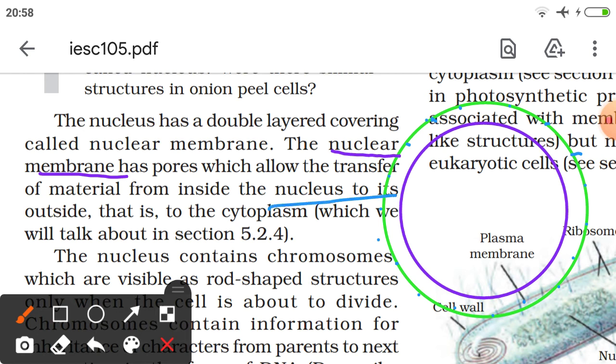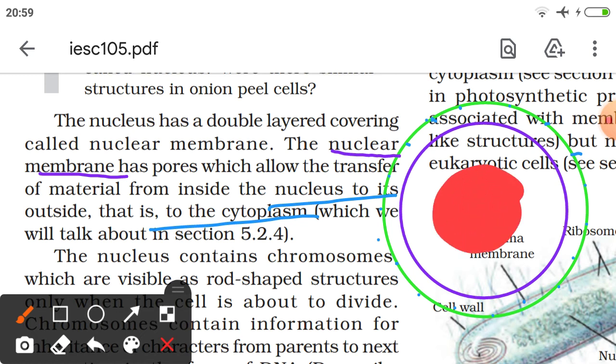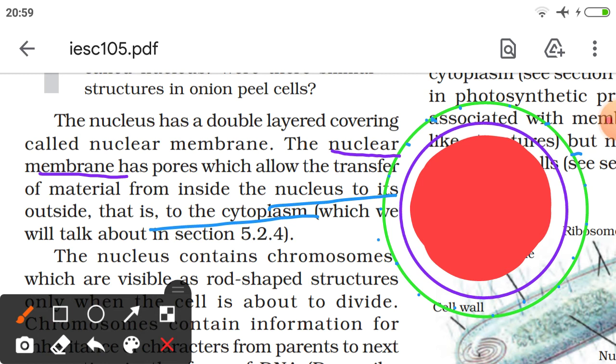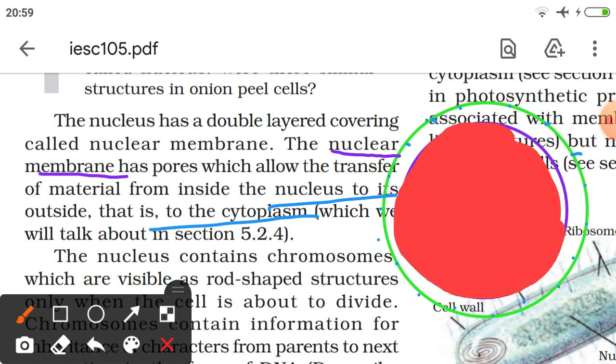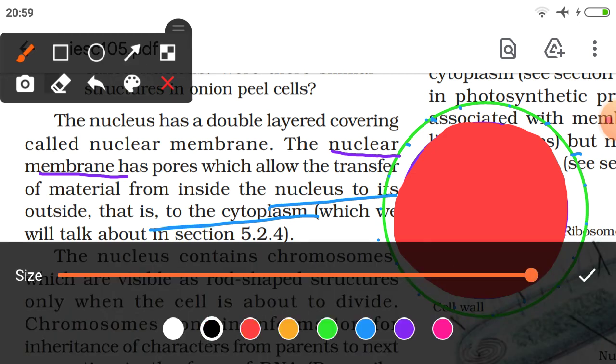So inside the nucleus, like the cytoplasm, we have nucleoplasm. Please note it down. We have not cytoplasm, we have nucleoplasm. So nucleoplasm is the same jelly-like substance for the cell. So I am highlighting it with red color so you can understand this. So red colored is your nucleoplasm. So nucleus also contains chromosomes.